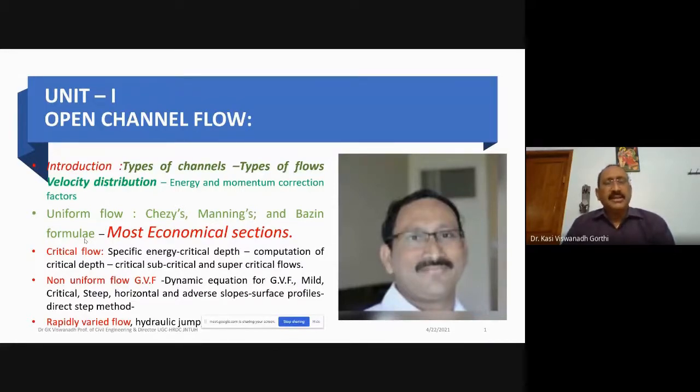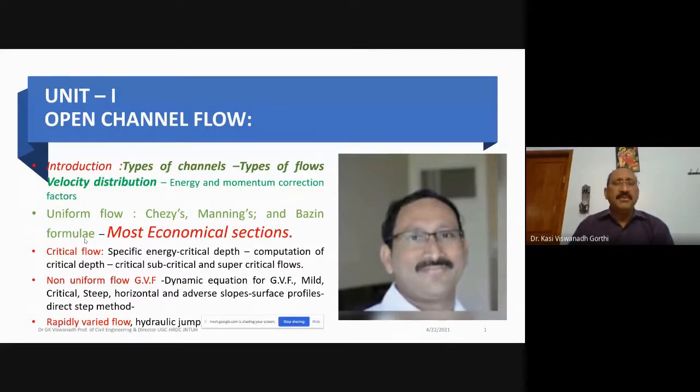In the previous modules, we covered the introduction to open channel flows, types of flows, and how the velocity gets distributed and how it differs from the velocity distribution in pipe flows, and the energy and momentum correction factors alpha and beta, their derivations, and we worked out a few problems related to that. Then we started uniform flow and the formulae for uniform flow, like Chezy's formula derived, Manning's formula, Bazin's formula, and the various factors affecting Manning's roughness coefficient.